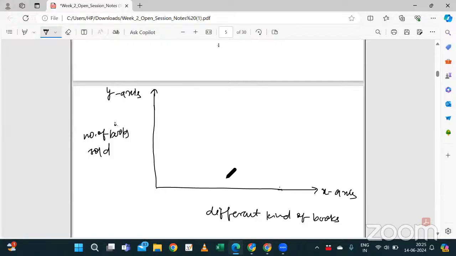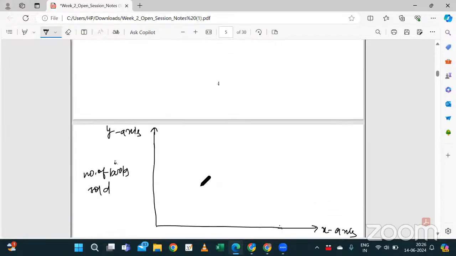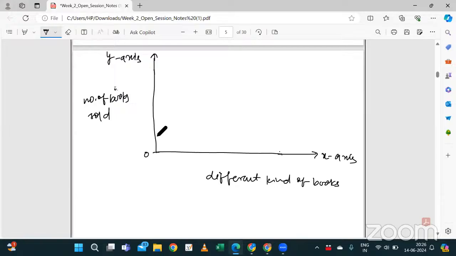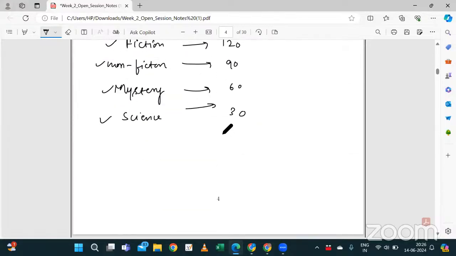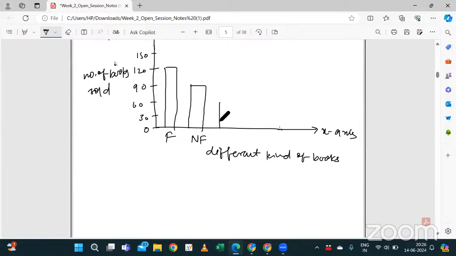All right. So for example, the first one is, let's say, fiction, and 120. Okay, so this is 0. You can assume 0. Then suppose this is 30, 60, 90, and 120 or 150. So fiction I'm writing as F. It's 120. You can plot a bar. Then non-fiction 90, I'm writing NF. Then mystery is 60, and science is 30. So this is what you have as a bar chart.